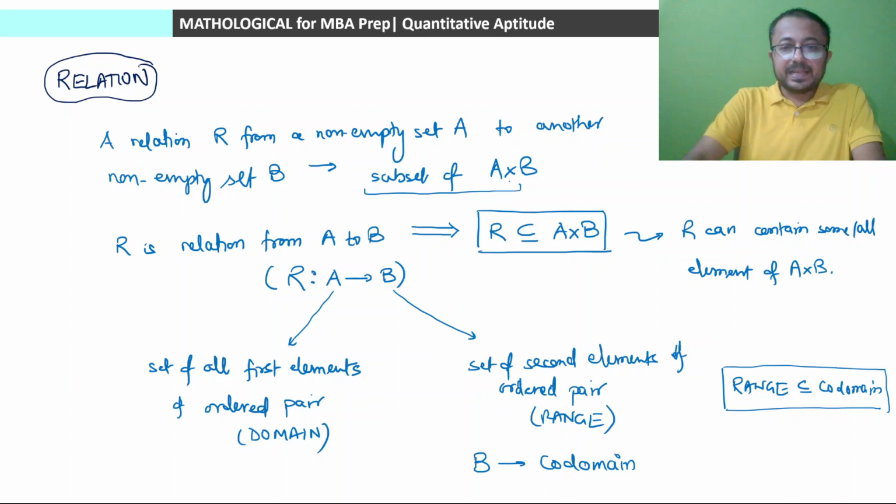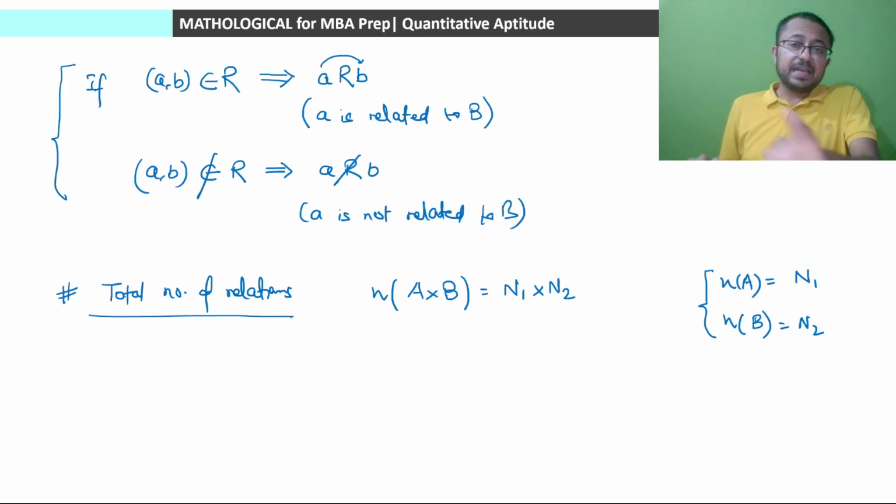और अगर सबसेट है A cross B का, तो A cross B में number of elements कितने हैं? n1 into n2. So for each element we have a choice. Either that element will be part of the relationship or will not be a part of the relationship. या तो that will be a part of relation or will not be a part of relation. So for every element there are two choices. Number of elements is n1 into n2.